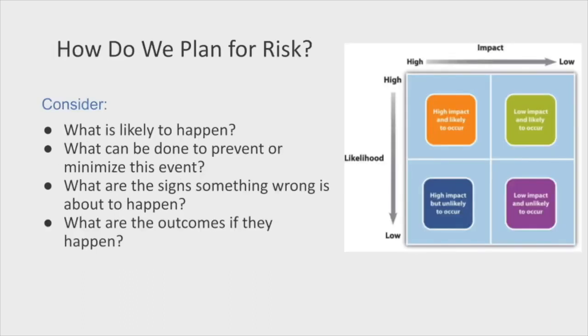So what should we consider with regards to risk planning? We're going to ask some basic questions. What is likely to happen? What are the potential pitfalls that we can reach? What can be done to prevent or minimize this event? What are the signs something's wrong or if it's about to happen? And what are the outcomes if they do happen? Those are some basic things. So we really have to assess the level of risk and the probability of things happening as we move through this analysis.